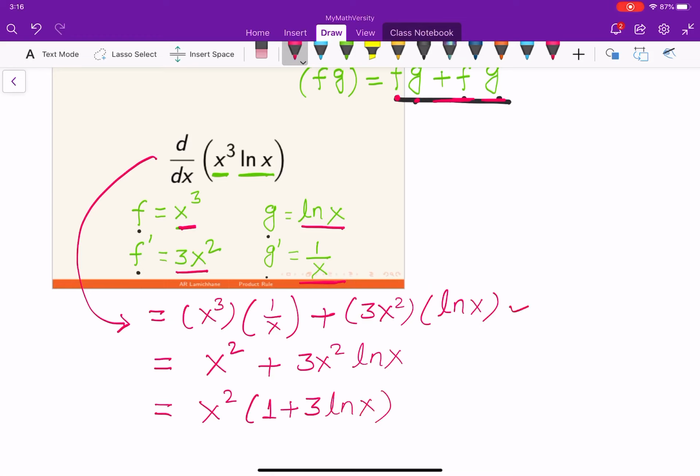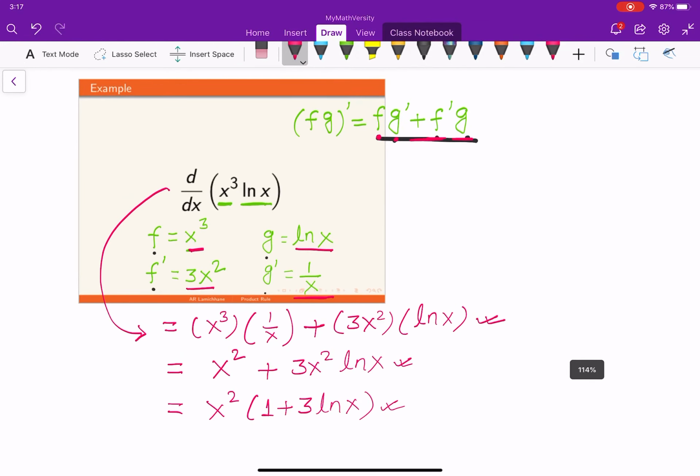So this is the derivative of the function using the product rule. Either you write down that or this alternative form. All of these are just alternative forms of the derivative of the given function.